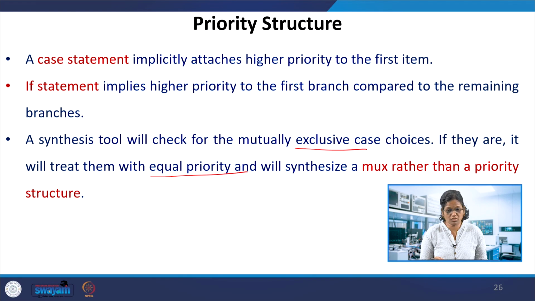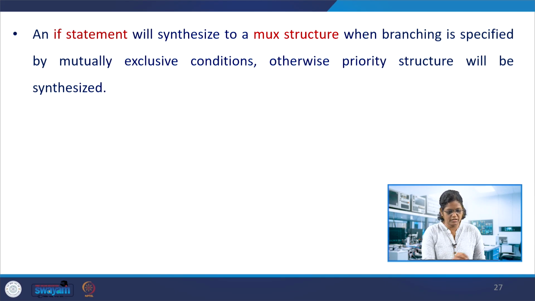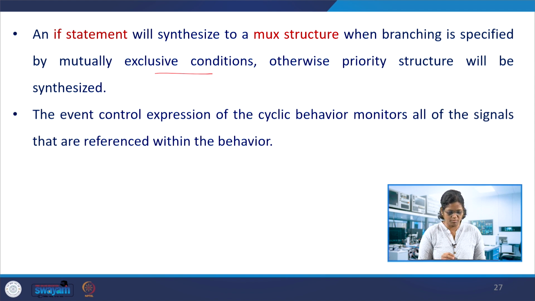So when would the priority structure get synthesized? The code will be synthesized into a mux or priority structure depending on the conditions. If you have mutually exclusive cases or exclusive conditions in the conditional operator, then a mux structure would be synthesized rather than a priority structure. An if statement will be synthesized into a mux structure when branching is specified with mutually exclusive conditions, otherwise a priority structure will be used.